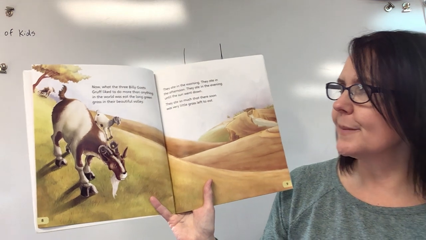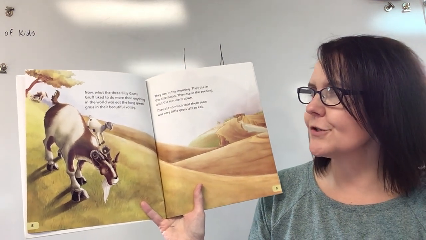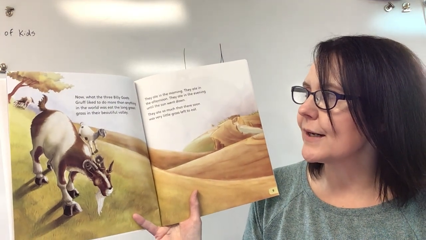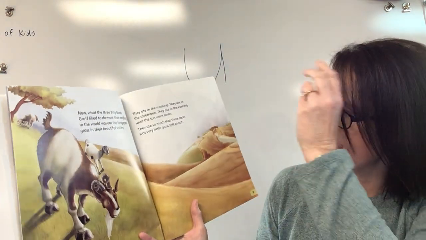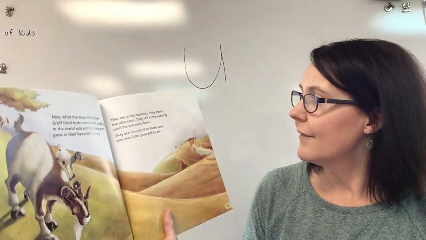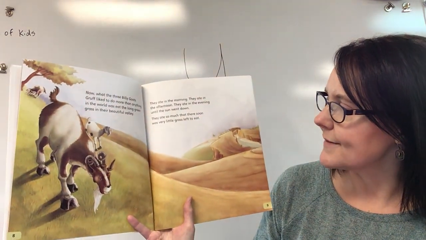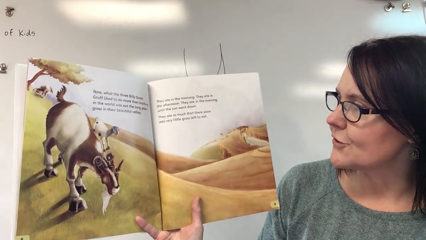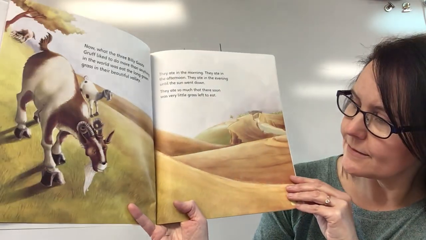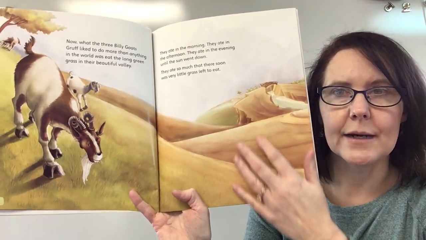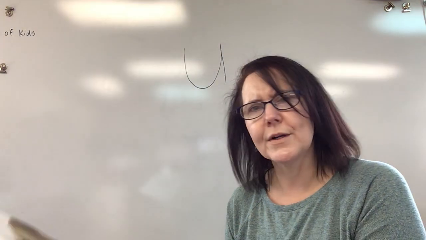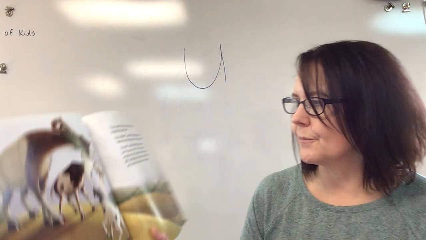Now, what the three Billy Goats Gruff liked to do more than anything in the world was to eat the long green grass in the beautiful valley. They ate in the morning, they ate in the afternoon, they ate in the evening until the sun went down. They ate so much that there soon was very little grass left to eat. They ate it all up, and now it's kind of brown, isn't it? I wonder what they're going to do to find more food.